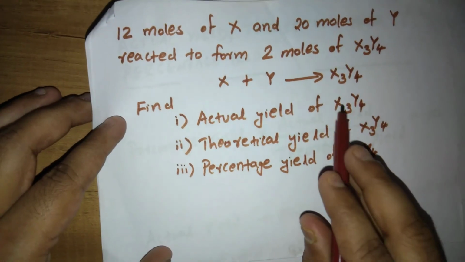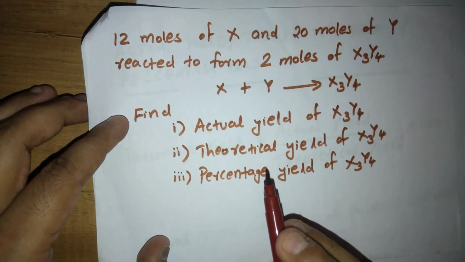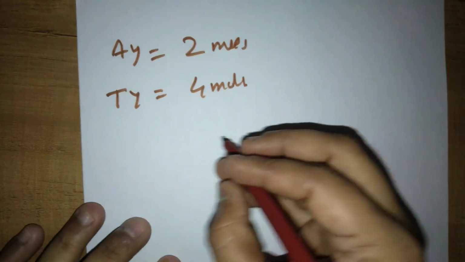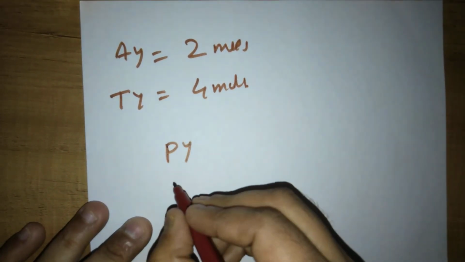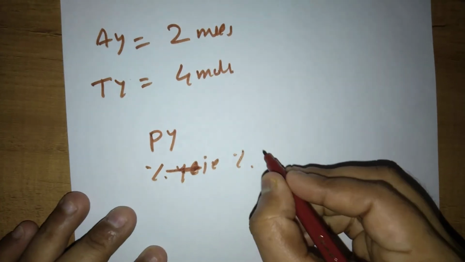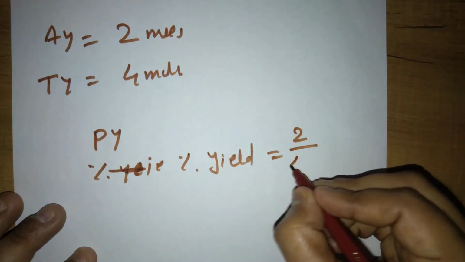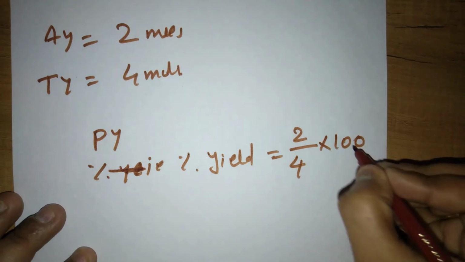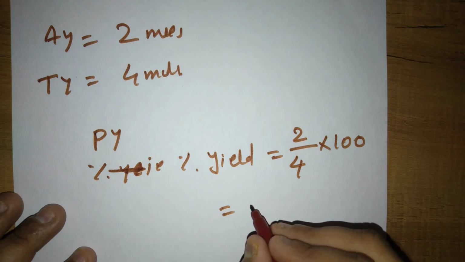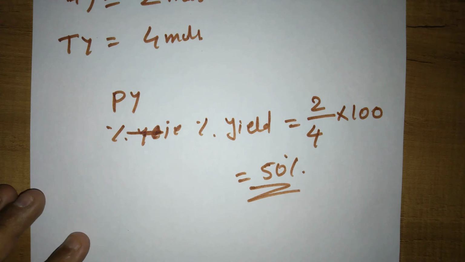From the question, the actual yield is 2 moles and the theoretical yield we got is 4 moles. The equation of percentage yield is actual yield by theoretical yield into 100. So percentage yield equals actual yield 2 by theoretical yield 4 into 100, which equals 1 by 2 into 100, that is 50%. 50% is the percentage yield. Okay, actual yield, theoretical yield, percentage yield. Okay, thank you.